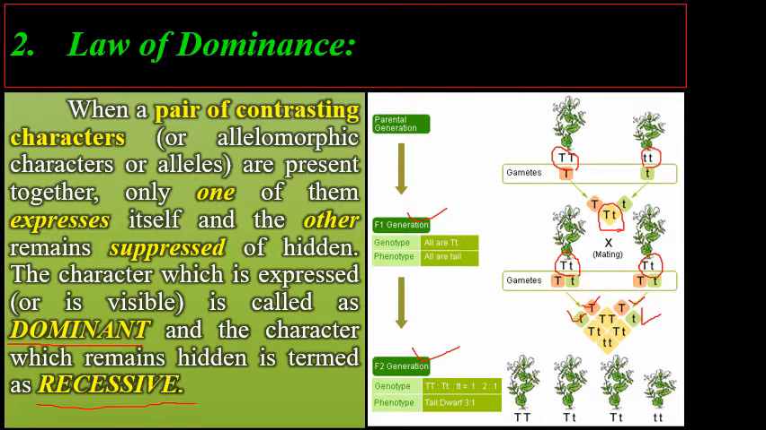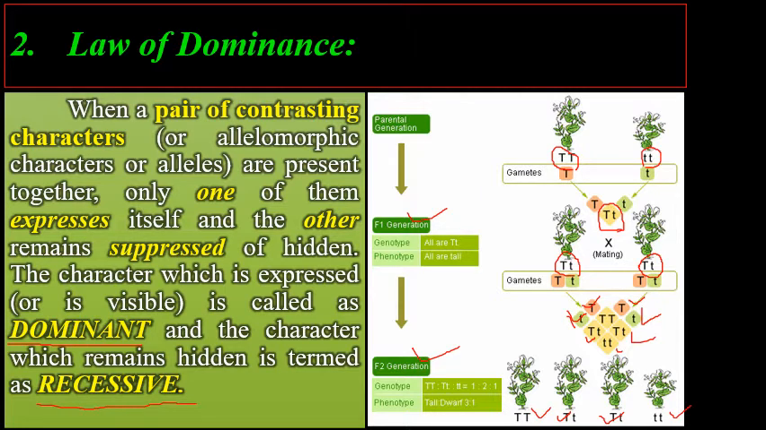The first capital T produces a pure tall plant, that is capital T capital T, here you can see. Then small t with capital T produces a hybrid tall plant, and again capital T with small t produces a hybrid tall plant. Then small t and small t produces a dwarf plant.